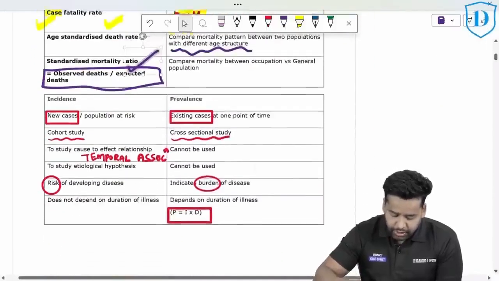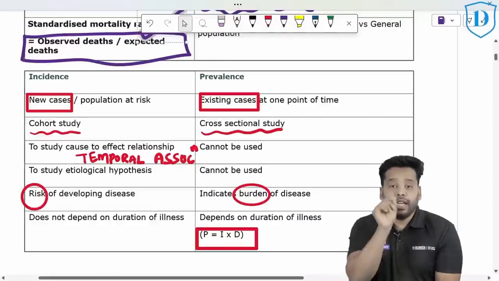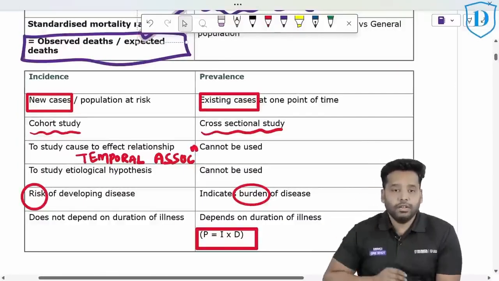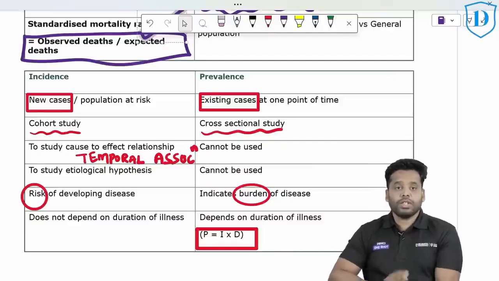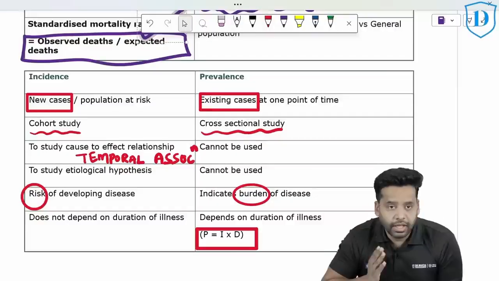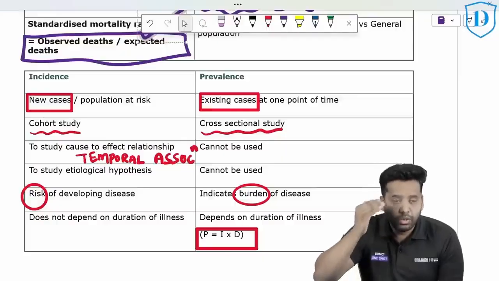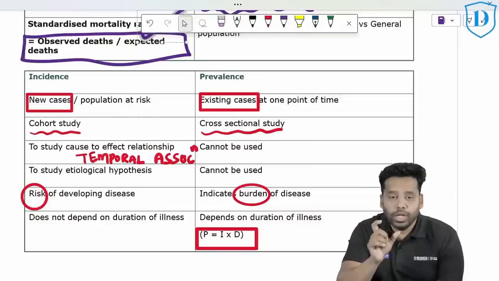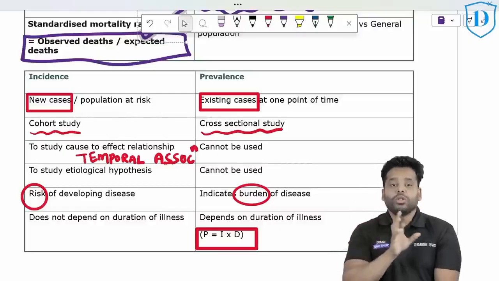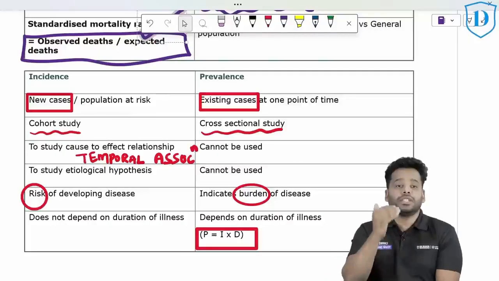Now come to the next part. What is the difference between incidence and prevalence? Can anyone tell? See the notes? Yes, good. What they will be saying is, incidence will indicate what? New cases. New cases by what? Population at risk. So, those who are already having disease will not be included in incidence.